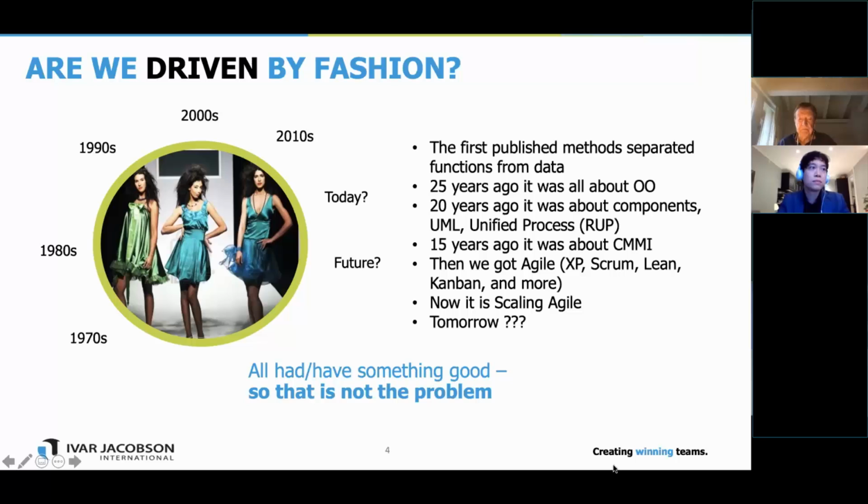So all of them had something good. But the problem was, after every one of them, you threw out all you knew of the old and started all over to learn a new way of doing it. So the problem is not that these were not good contributions. That is not the real problem.